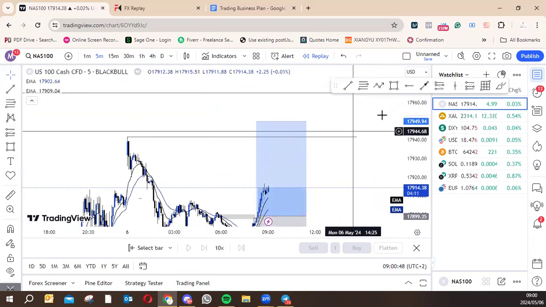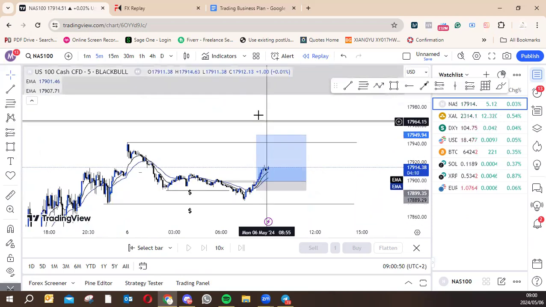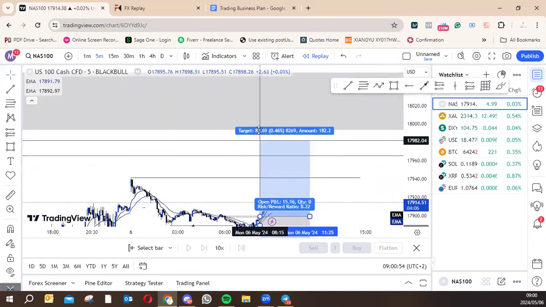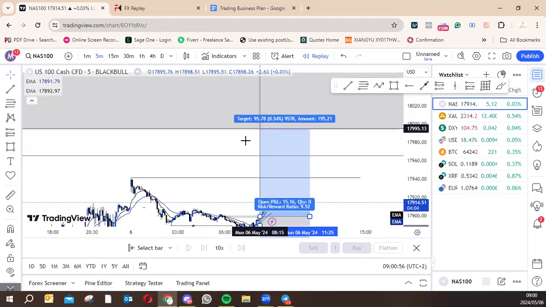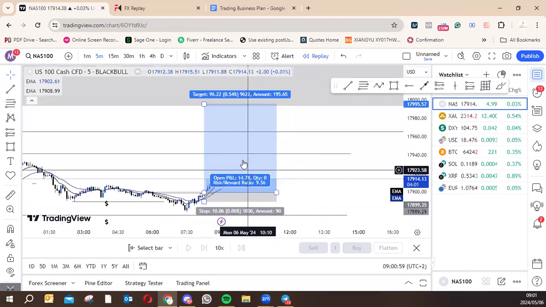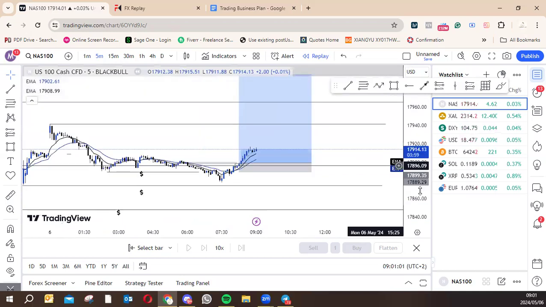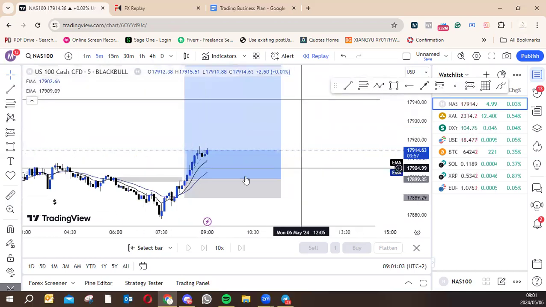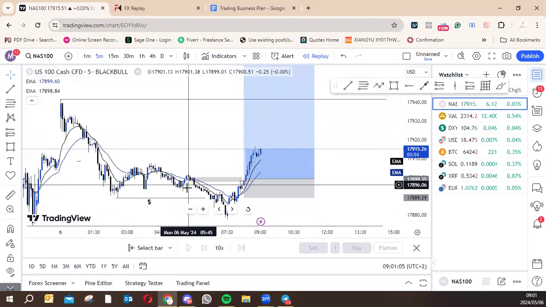I have this 1 hour void as drawn liquidity, and I also have the 1 hour order block as drawn liquidity. So I can decide I want to take profit today. Most likely in the London session, I'm going to go break even on this trade.